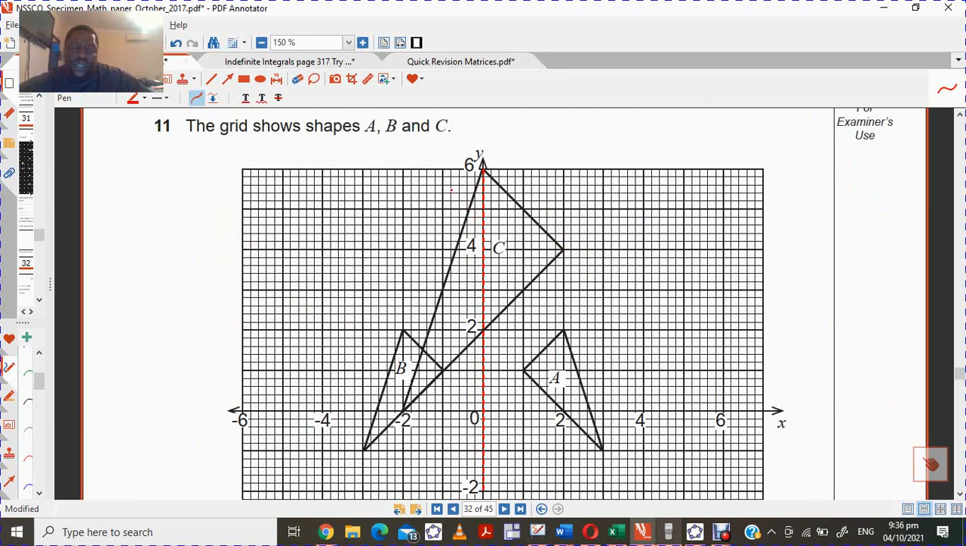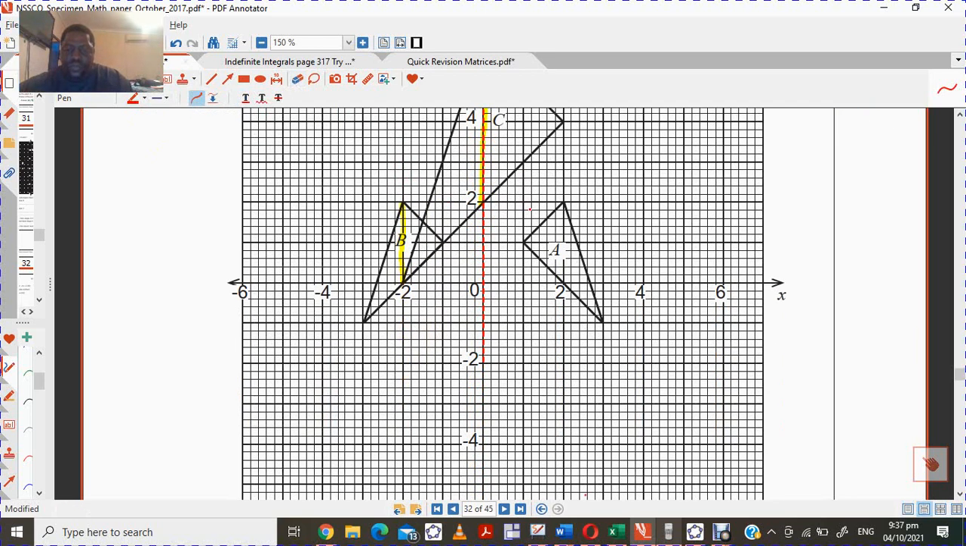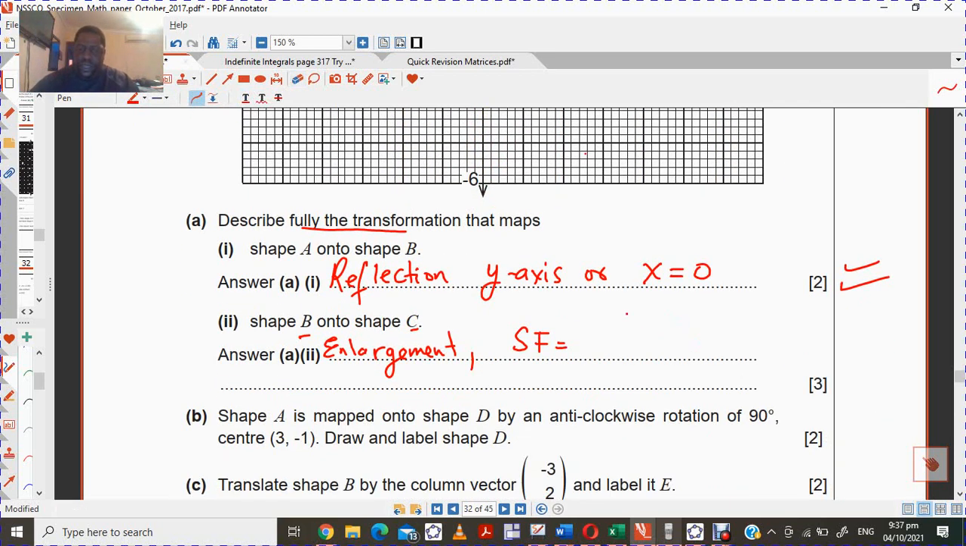Now you look for vertical distances. I'm going to highlight the distance from here all the way up to here. That's 1, 2, 3, 4. And I divide that by this distance here, that's 1, 2. So it's 4 divided by 2, which makes my life a bit easier. So my scale factor has to be 2. That's 2 marks. So I'll need the center of enlargement.